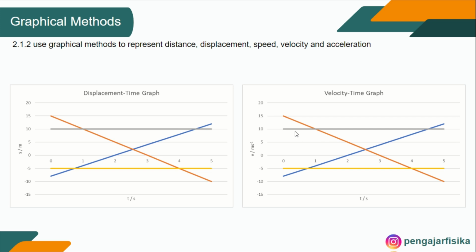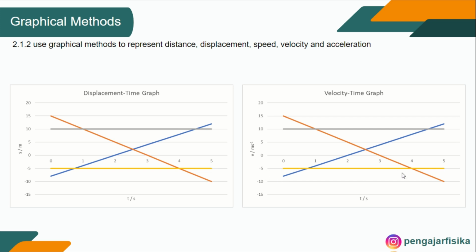For the velocity-time graph, for the gray one here, the velocity is constant at 10 all the time. And it's positive. Because it's positive, it means the object moves to the right at a constant speed of 10 meters per second. For the yellow one, since the value is -5, it's negative. It means that the object is moving to the left with a constant speed of 5 meters per second.